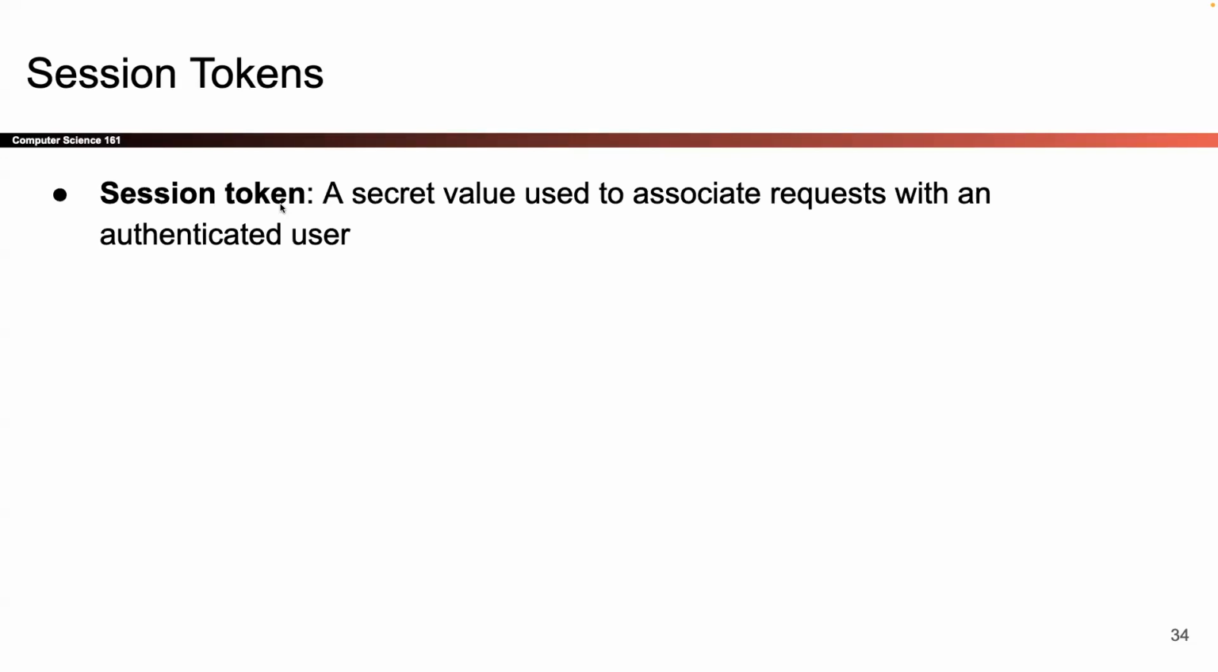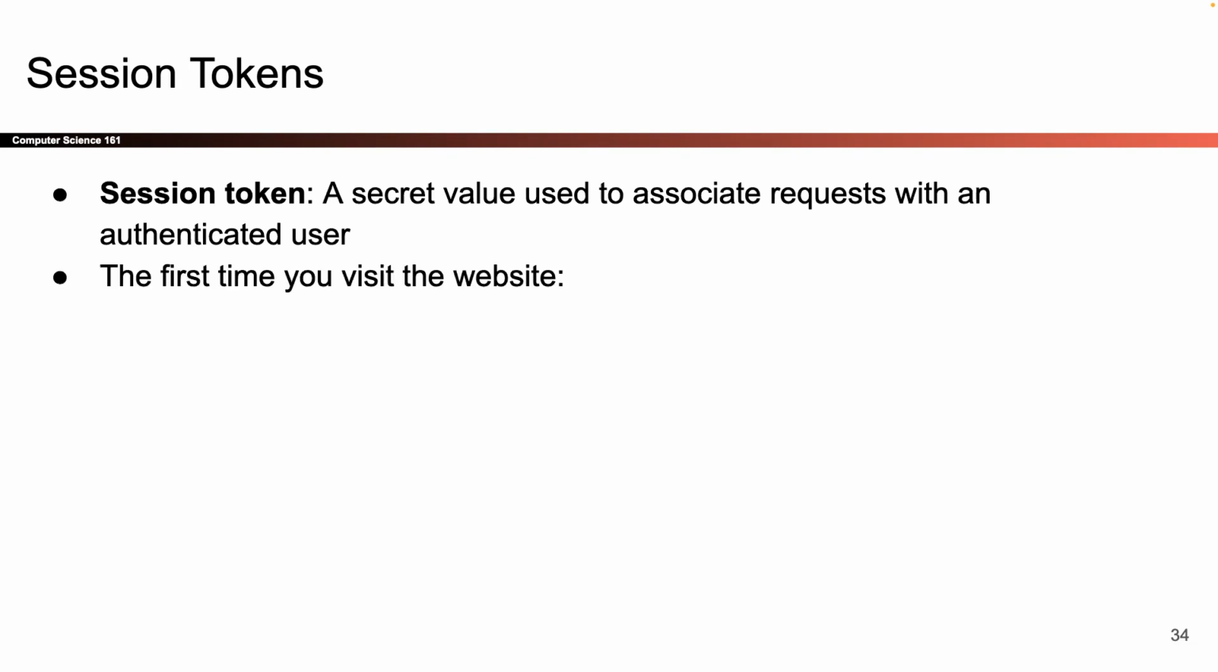This is a very fancy way of saying it's a random long secret value that is associated with a currently logged in user. So if I am logged in right now, I have a session token. It's a long random string that identifies who I am and the fact that I'm currently logged in. This is the wristband sitting in your browser.